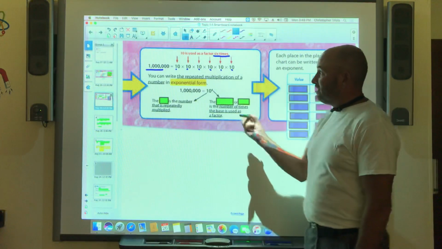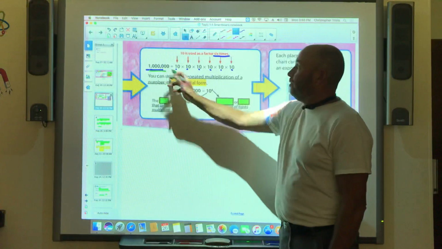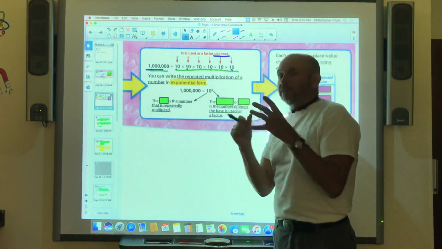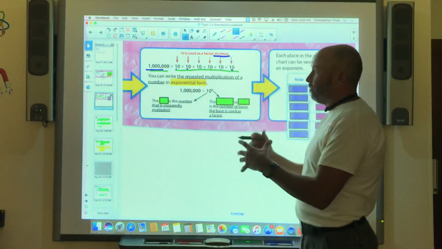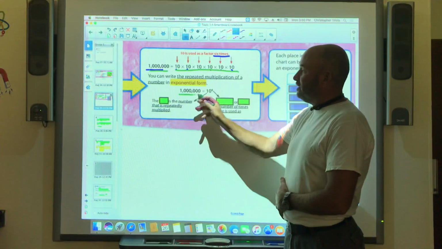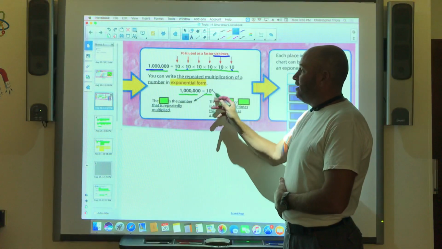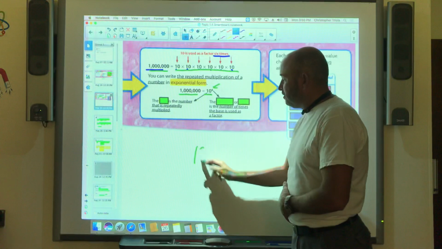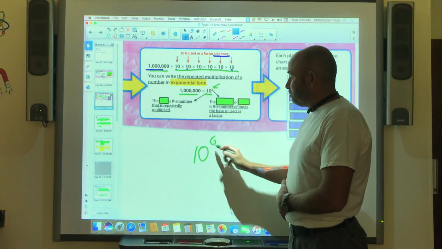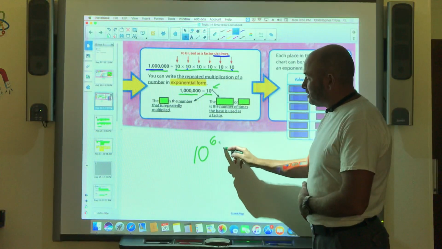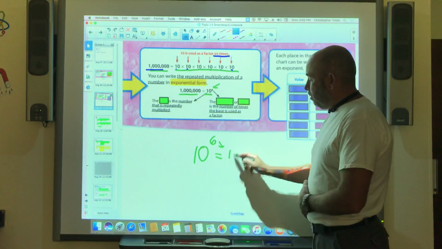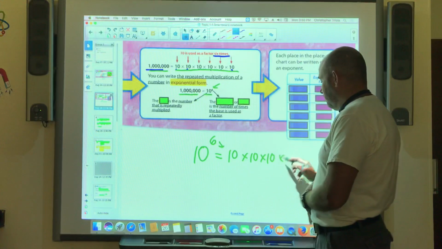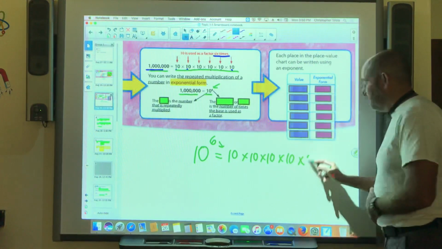So basically, instead of writing out all of those zeros or all of those tens, you're going to use an exponent, and you're going to put it on the shoulder of 10. In this case, we see that 1 million is equal to 10 to the 6th power. So what you have is 10 to the 6th power. And that 6 means that you're going to multiply 10 times 10 6 times. That's what it means.